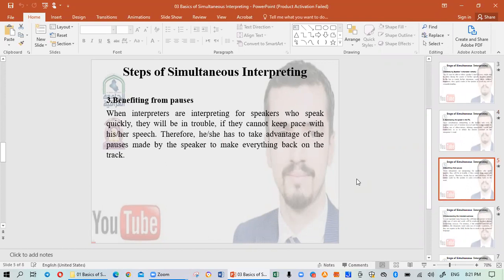when the speaker pauses intentionally or unintentionally.